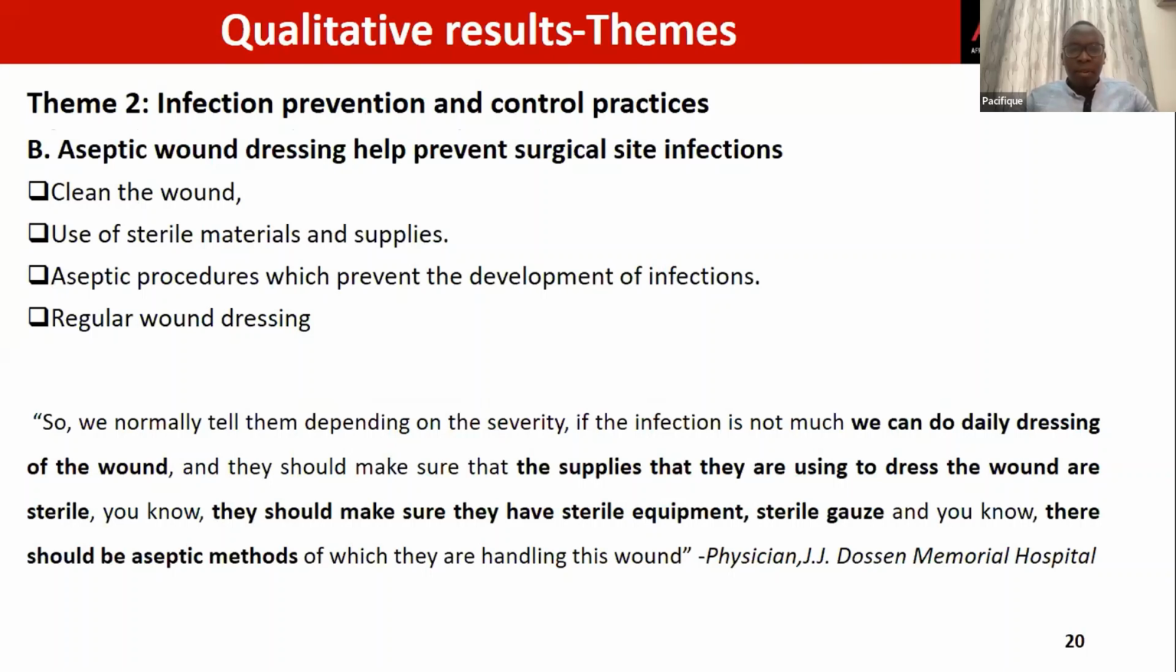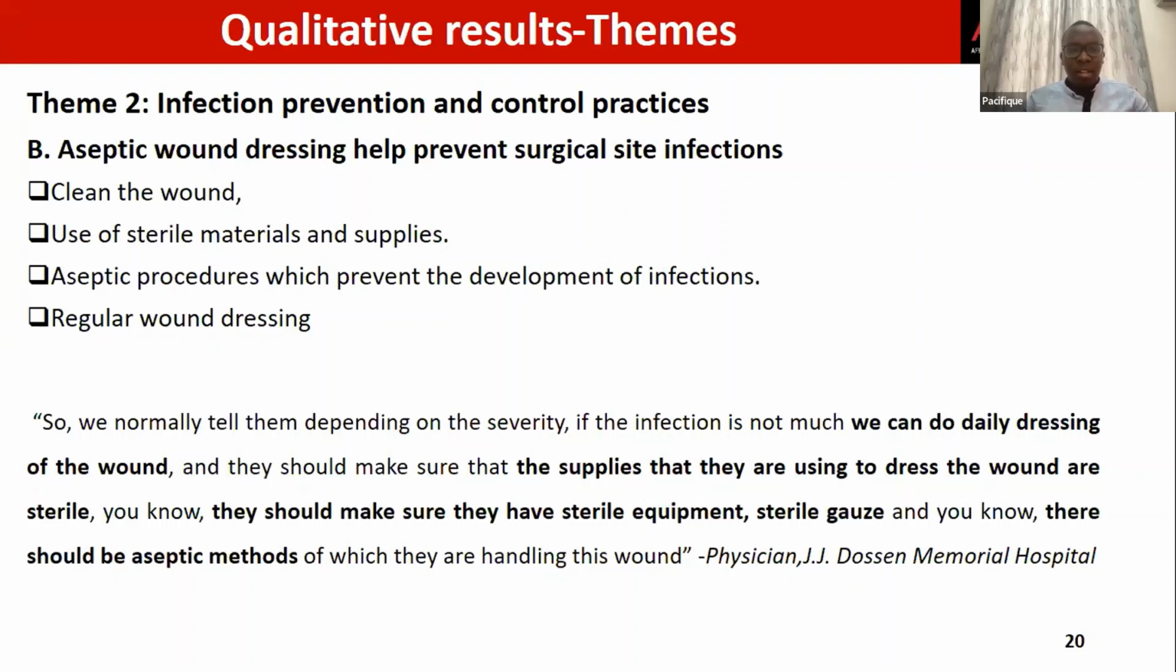And from the interview with clinicians, this is just one example from inputs from one physician who focused on the role of aseptic wound procedures to help prevent surgical site infections. They were focusing on cleaning the wound, the procedures involved in cleaning the wound, but they are also focusing on availability, but also the use of sterile materials and supplies, which is most of times challenging in low-income countries.